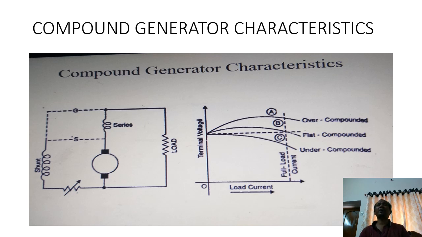And under load, the machine has a small armature resistance, and armature current is passed through the circuit. Then a small armature drop is produced. When this armature drop is subtracted from the generated EMF, you will get the terminal voltage. That is terminal voltage versus armature current. These are called external characteristics.